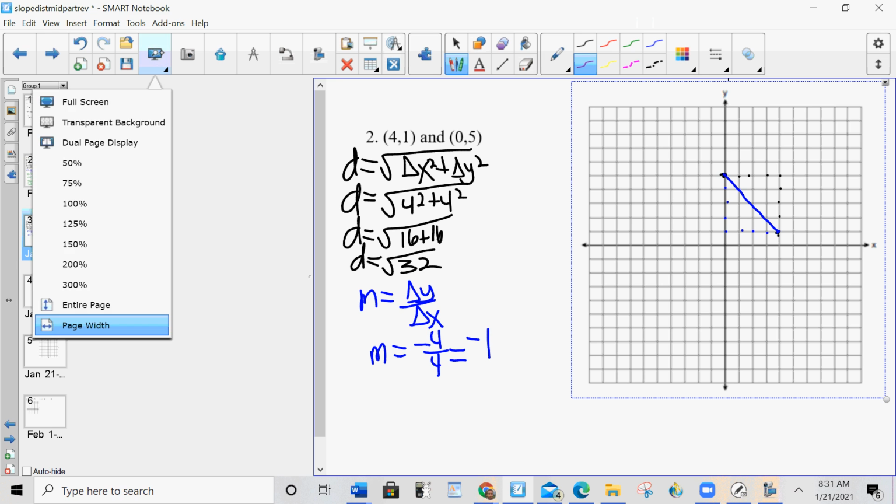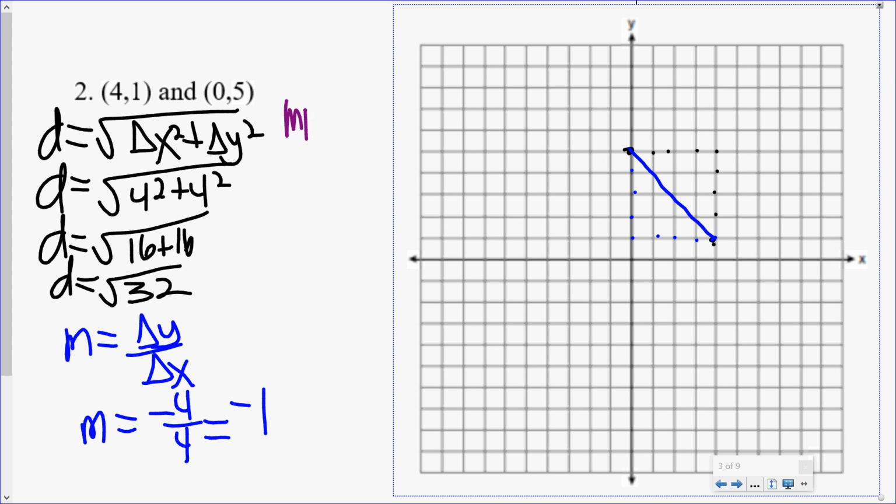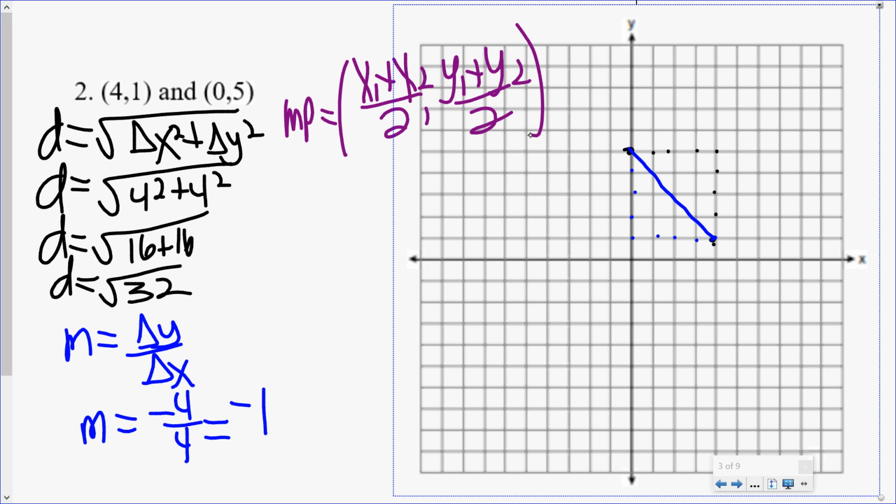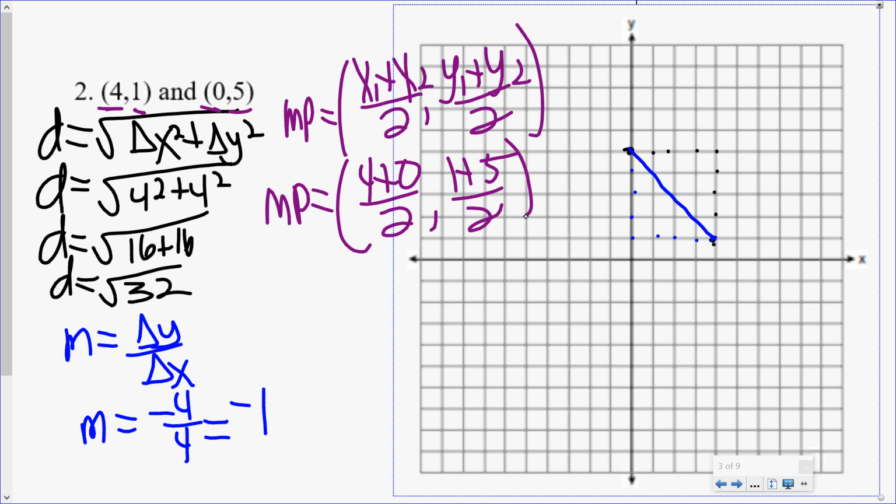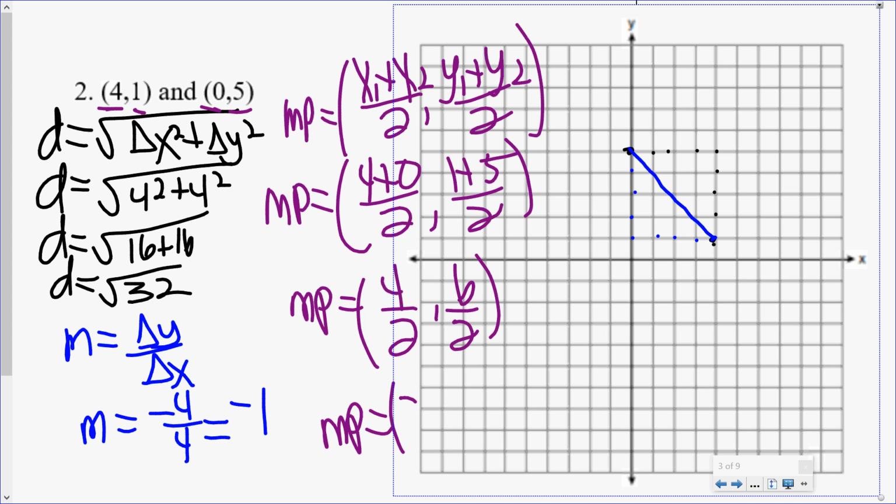Finally, midpoint, x1 plus x2 over 2, y1 plus y2 over 2. My x's are 4 and 0. My y's are 1 and 5. That's 4 over 2. That's 6 over 2. That's 2 comma 3.